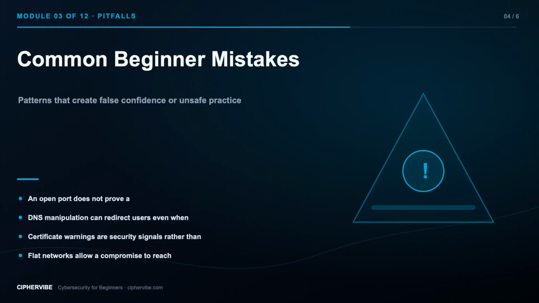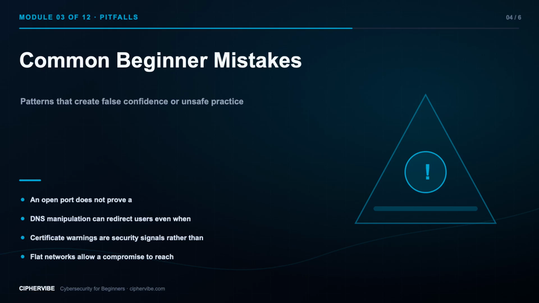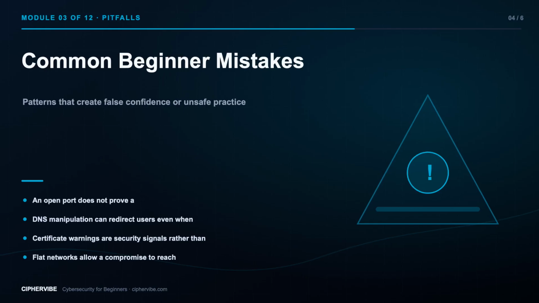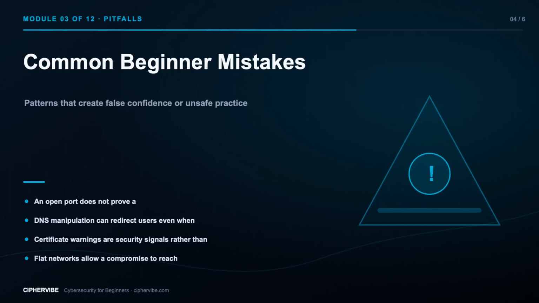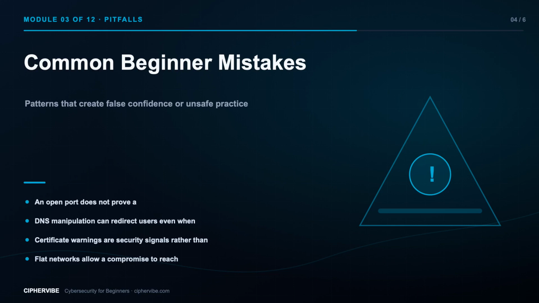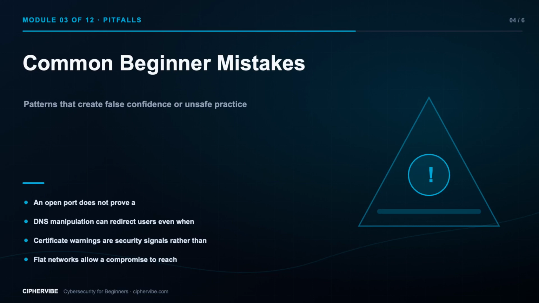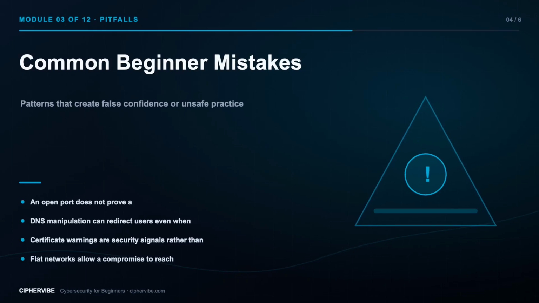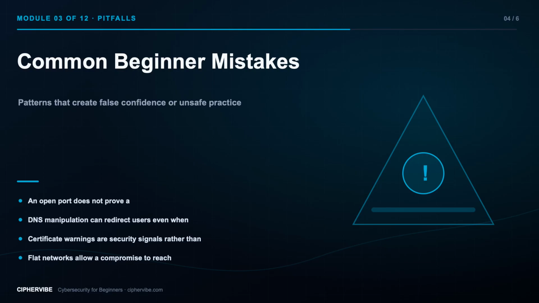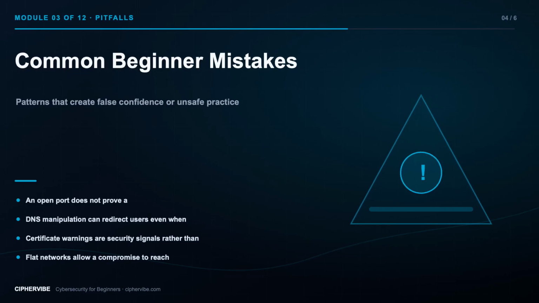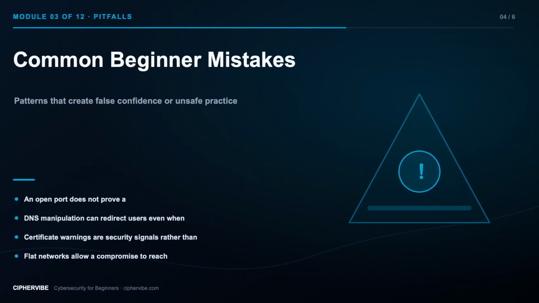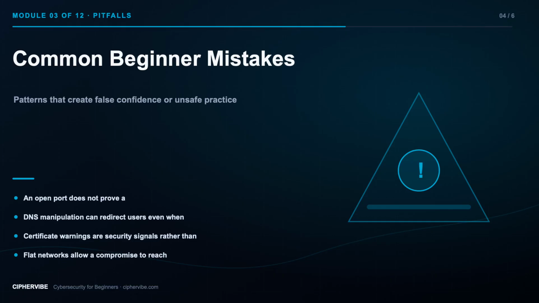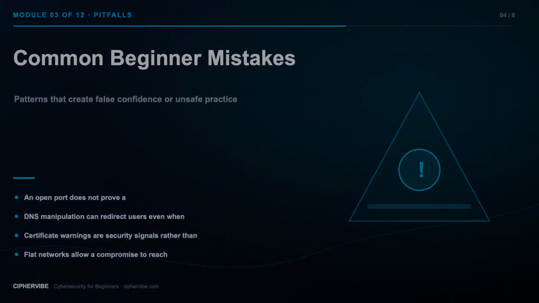Also resist copying commands without understanding their inputs, outputs, permissions, and side effects. Run one controlled change at a time and record what happened. If an exercise does not behave as expected, that is useful evidence. Stop, inspect the environment, revise the hypothesis, and explain the difference. Good security work is not a performance of certainty, it is careful reasoning under imperfect information.